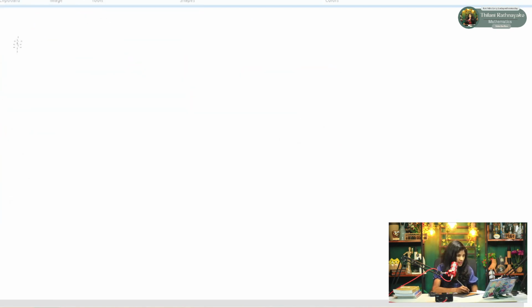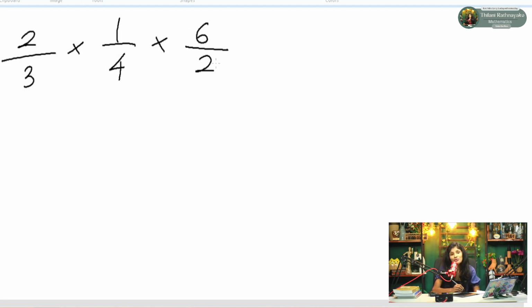So the question number 2. 2 over 3 multiplied by 1 over 4 multiplied by 6 over 2. So we have 3 numbers together. So don't get confused. Just check whether you can simplify anything or else you can just get the answer. So here 2 times 1 and 2 times 1. And also I can simplify 3 and 3, right?